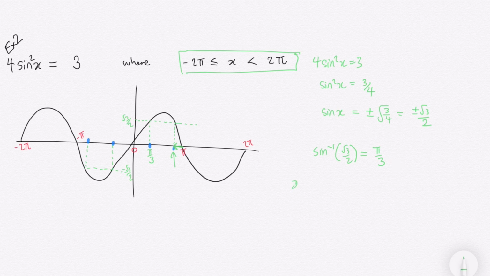So we have x equals pi over 3, but we have this one here which is going to be pi subtract pi over 3, which is 2 pi over 3, and then we can just take the negatives and positives of those. So x is plus or minus pi over 3, and x is plus or minus 2 pi over 3. So 2 pi over 3, negative pi over 3, negative 2 pi over 3.